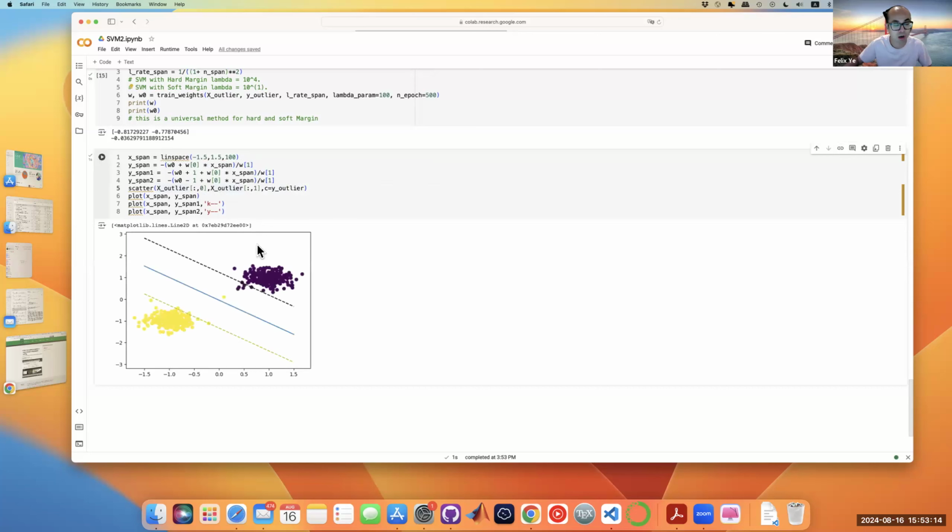So as you can see with 100, this is much more reasonable. That will allow one point to be misclassified, but the margin is relatively large, and it will be more stable with the perturbation of the points. Okay, so now the question is how to choose this lambda, right? Of course, that will be based on cross validation. So you are going to use cross validation to choose the best lambda.